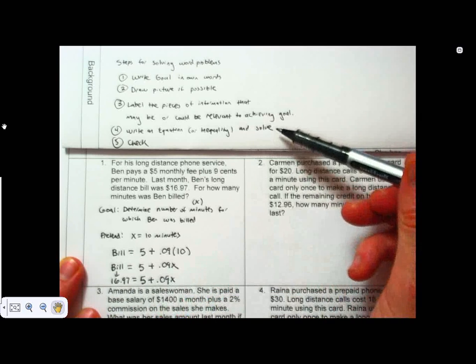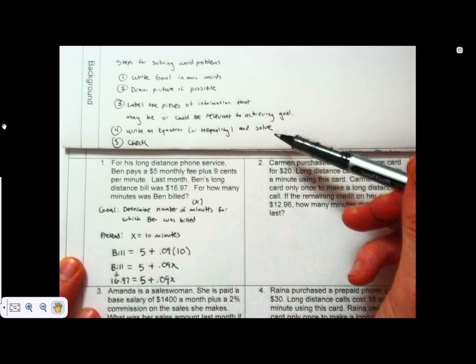Okay, let's see what else we can figure out from the problem. It says last month Ben's long distance bill was $16.97. Well, that tells me what the bill was equal to. So what I know is that the bill is actually $16.97, and I know how they got that. That was 5 plus 0.09x. So now I've actually got an equation that I can go ahead and solve.